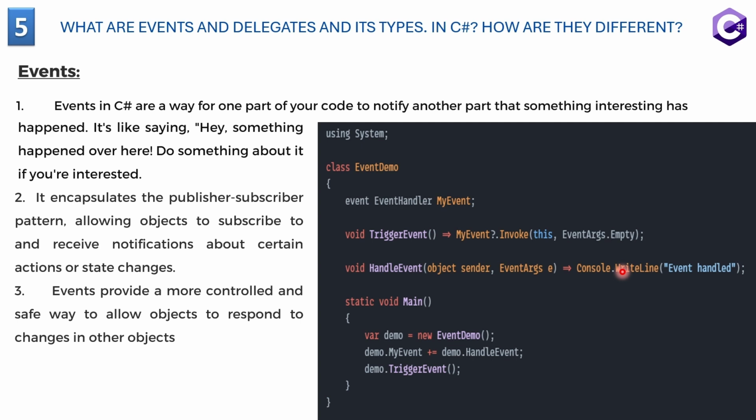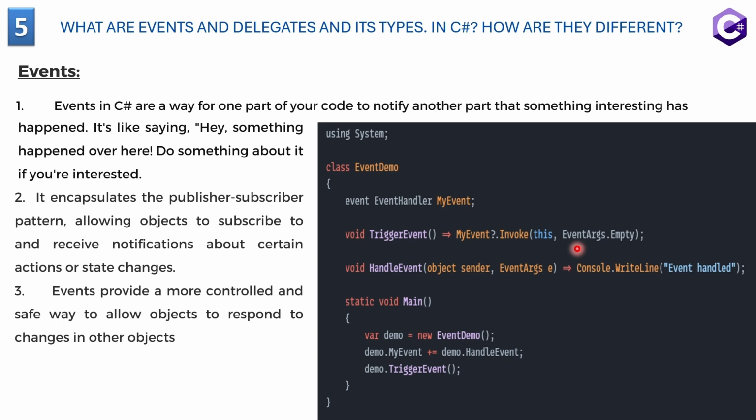in C# and their types? How are they different? Events in C# are a way for one part of your code to notify another part that something interesting has happened. It's like saying, hey, something happened over here, do something about it if you are interested.